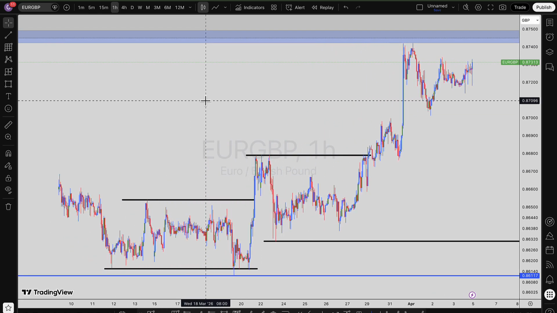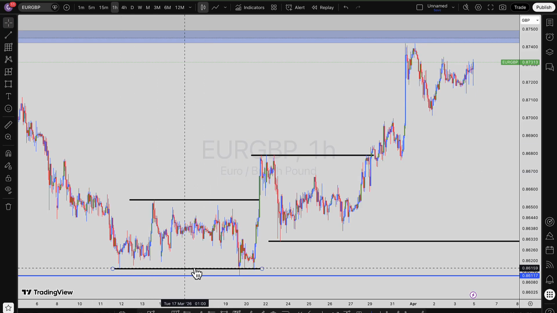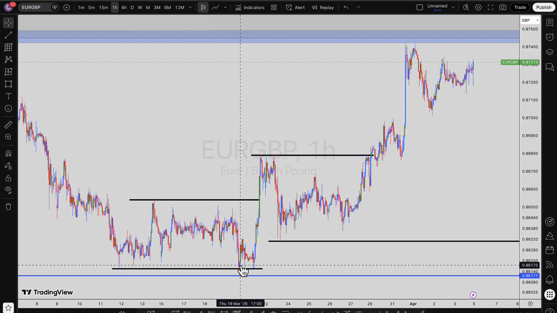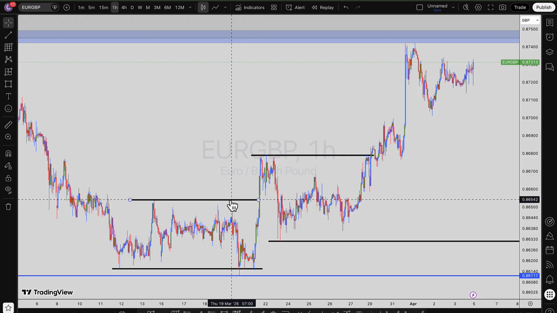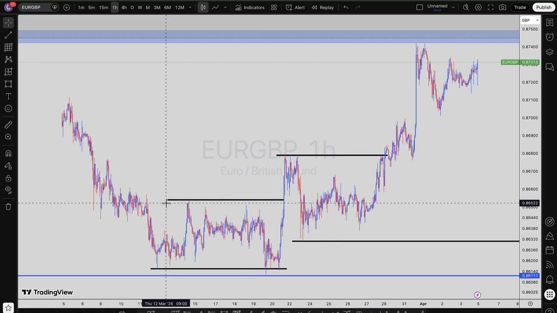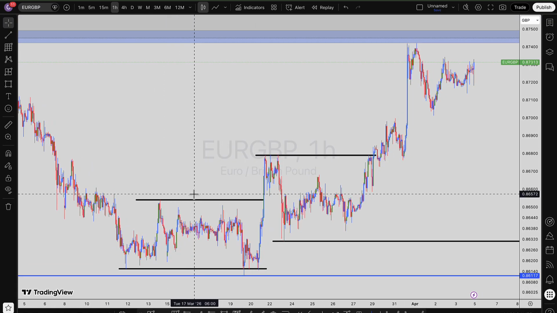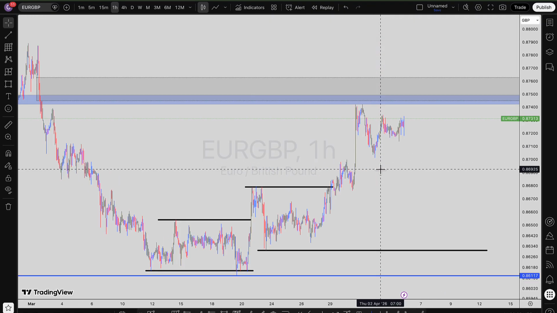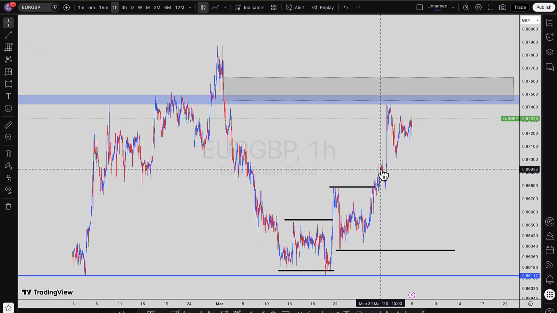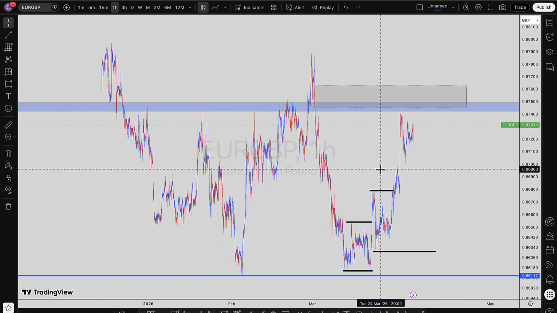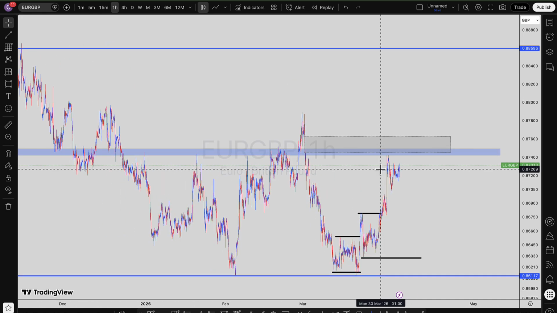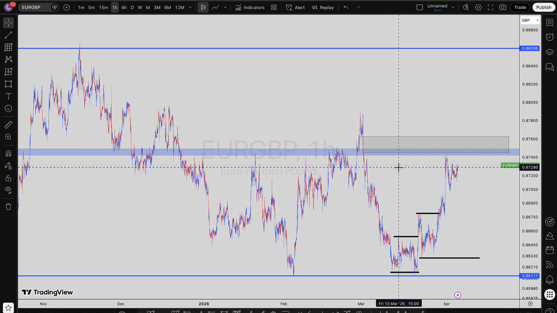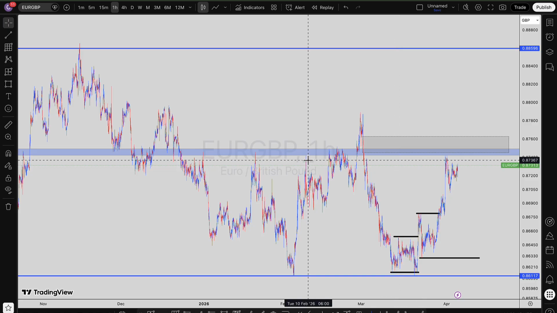On the 1-hour chart you can see we swept this low right here, and after we swept this low, price went up, took out these low highs. You can see the low highs, and the price pushed all the way up. We came down for our structural liquidity zone, and the price gave us a break of structure. So based on this market structure we have on this 1-hour chart, you can see the market is bearish.